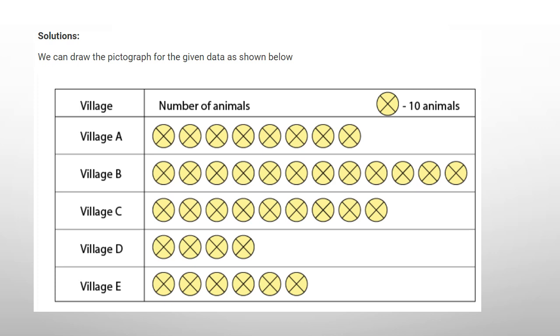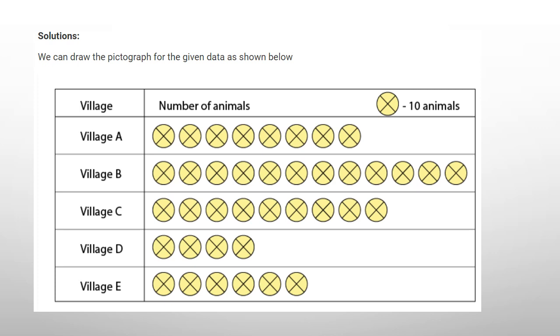Village B, how many animals are there, children? 120. So how many symbols I have to draw? Yes, 12. 12 into 10, 120. So I have to draw here 12 symbols. 1, 2, 3, 4, 5, 6, 7, 8, 9, 10, 11, 12. Now coming to village C.